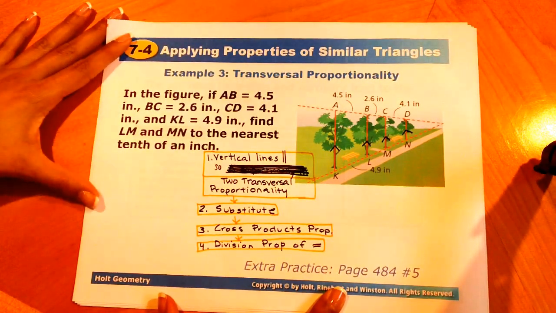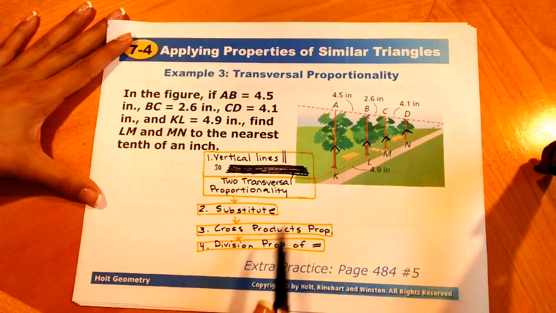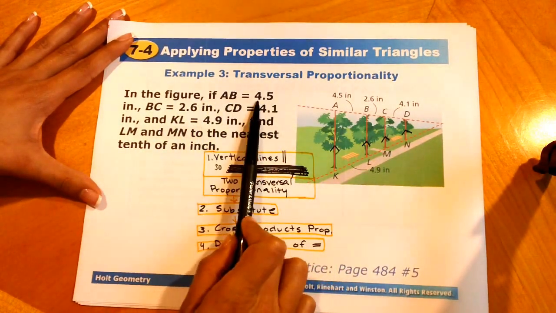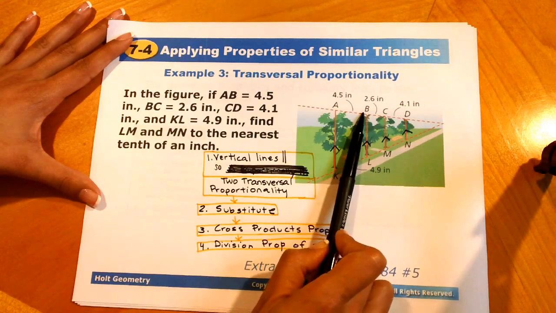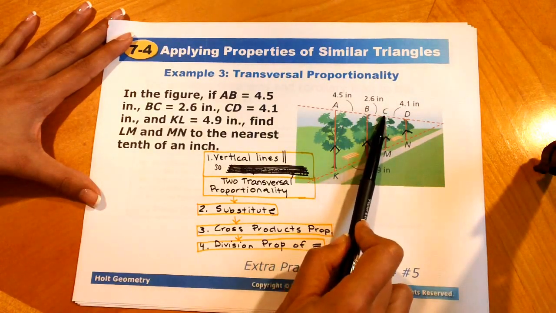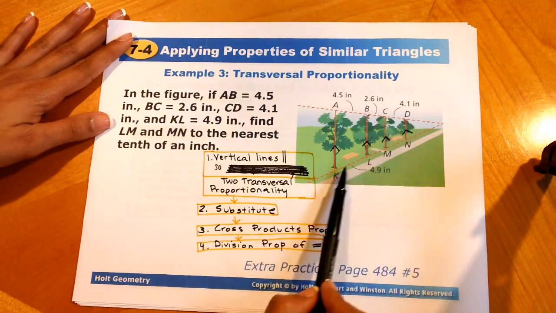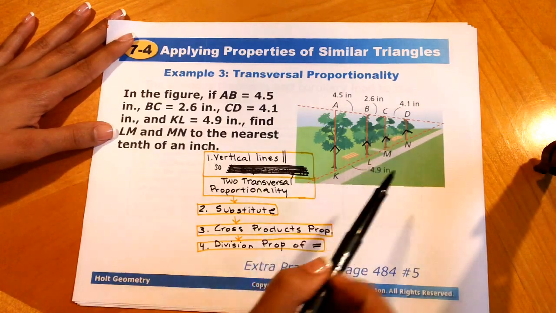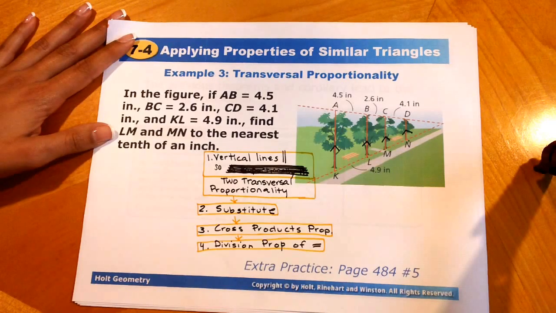Here's our third example. So we're going to be using the transversal proportionality, which we just learned. It says in this figure here, AB is 4.5, and it's already labeled, BC is 2.6, CD is 4.1, and then KL is 4.9. You need to find LM and MN, so these two segments left here, to the nearest tenth of an inch.